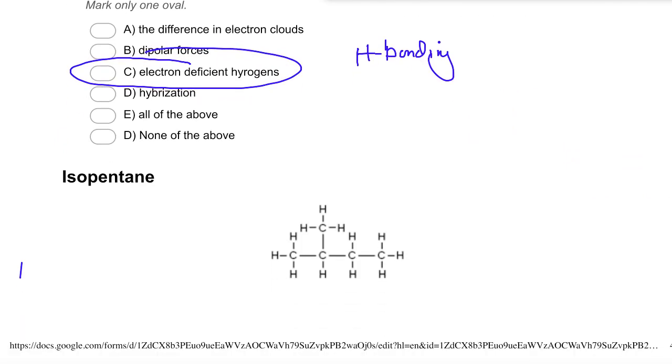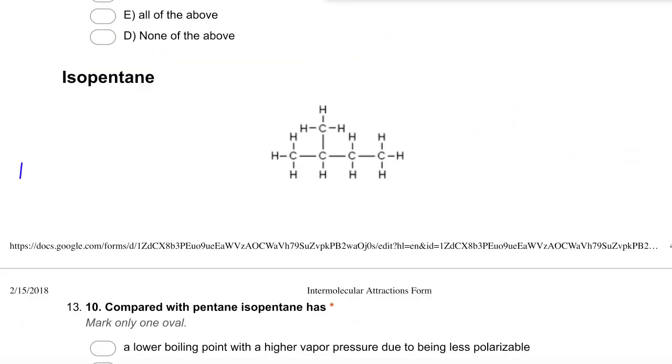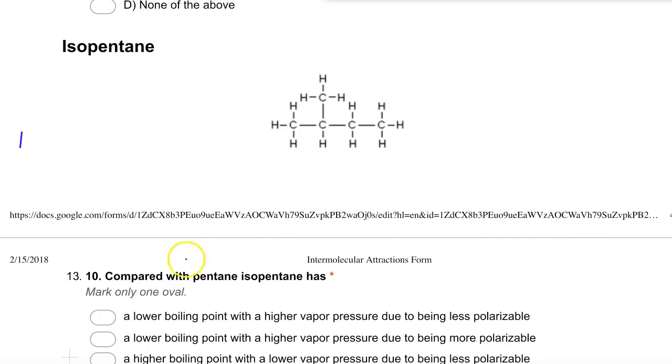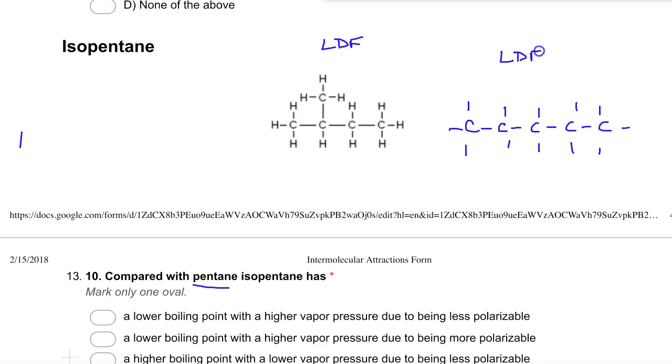Last one, isopentane is this, compared with pentane. Now pentane, of course, is a straight chain. You have 5 carbons, so they don't have to scroll up again. Okay, so I got 1, 2, 3, 4, 5, 6, 7, 8, 9, 10, 11, 12. Pentane is not branched, it's isopentane. So compared to these two, hey, they're both hydrocarbons. They only have LDFs. They have the same chemical formula.